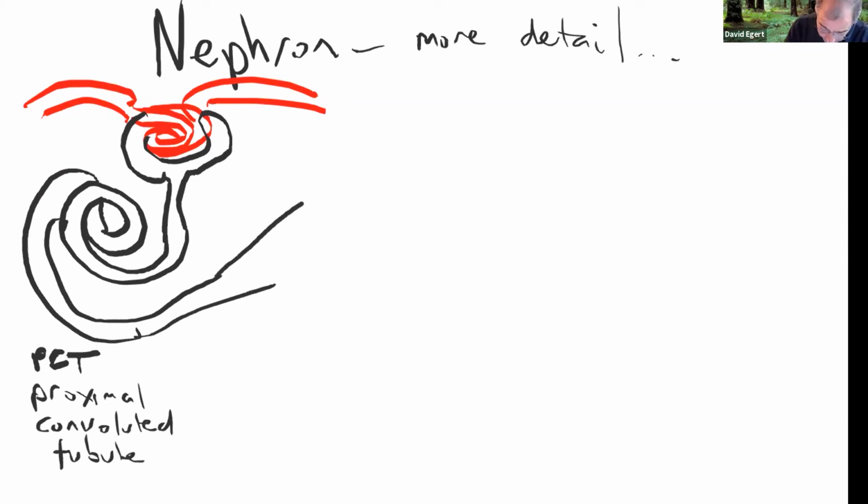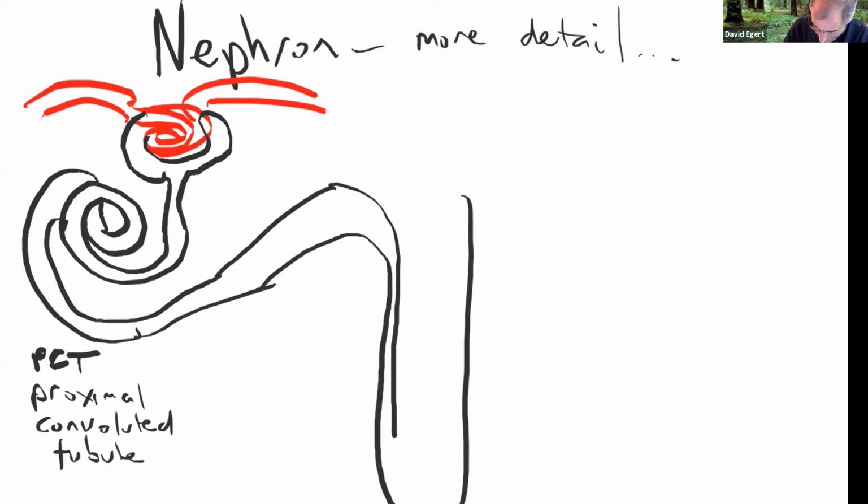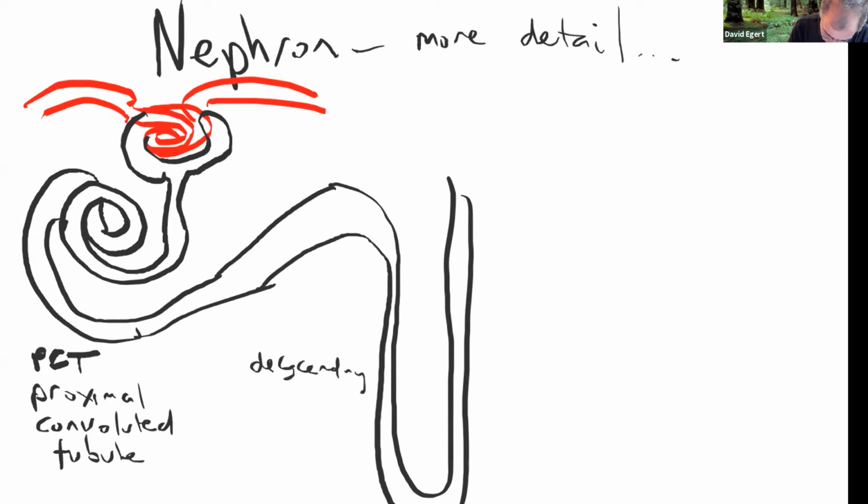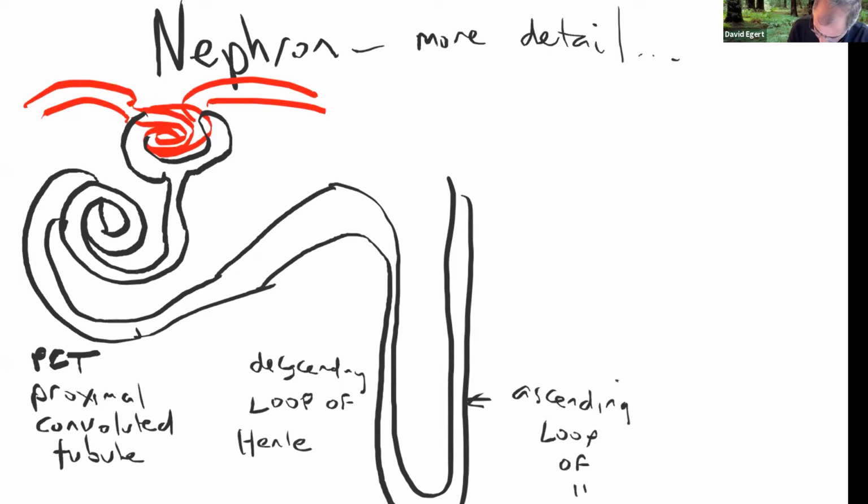Then it has a section where it goes down into the descending and ascending limbs of the loop of Henle. Then there is another twisted up place called the distal convoluted tubule.